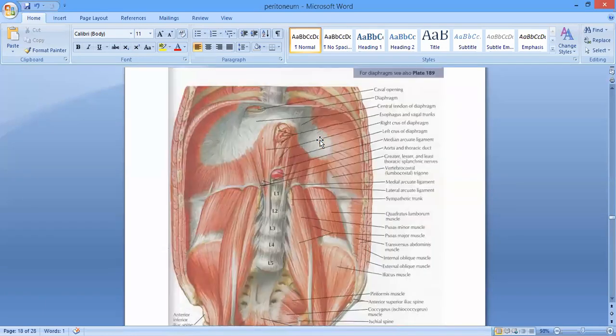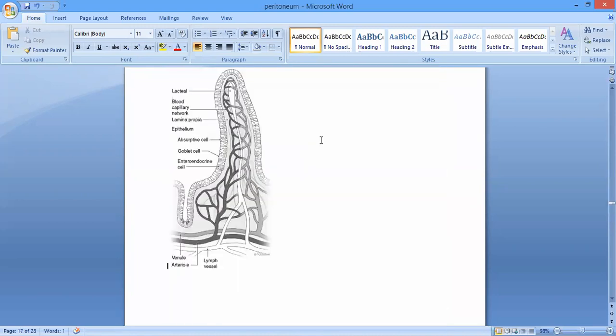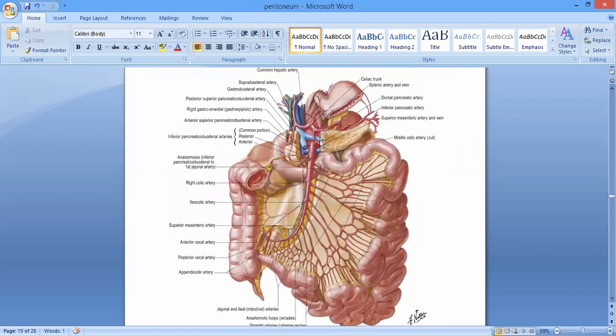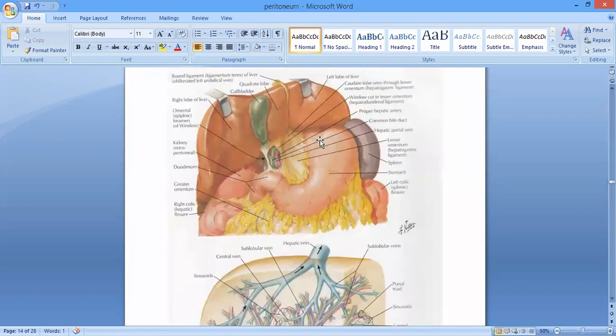Now, what are the contents? अब इसके contents क्या हैं? जैसे हमने greater omentum के contents पढ़े थे, इसके contents क्या हैं? Okay. So I told you this lesser omentum has got a right free border. And this right free border anteriorly, ठीक है? यहाँ पे in the right free margin there are three structures present. ठीक है? वो कौन से structures हैं जी?